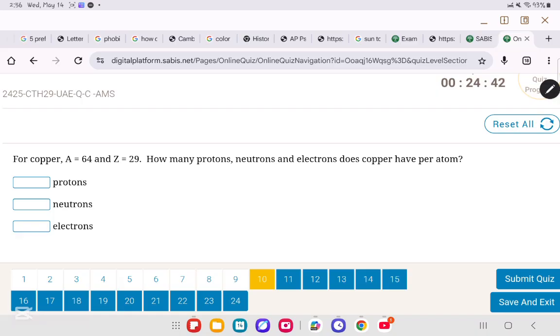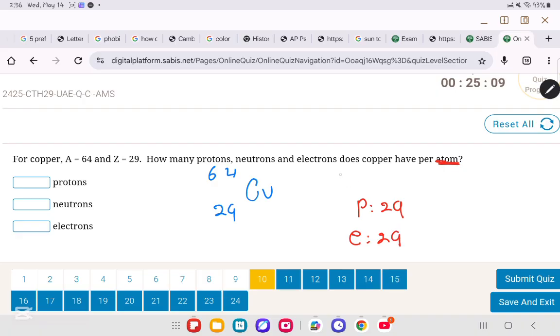Move on to question number 10. For copper, A is 64, Z is 29. How many protons, neutrons, and electrons does a copper atom have? So copper is Cu. It has a mass of 64 and an atomic number of 29. That means it has 29 protons. Because it's an atom, it does not have a charge, so the number of electrons is going to be the same.